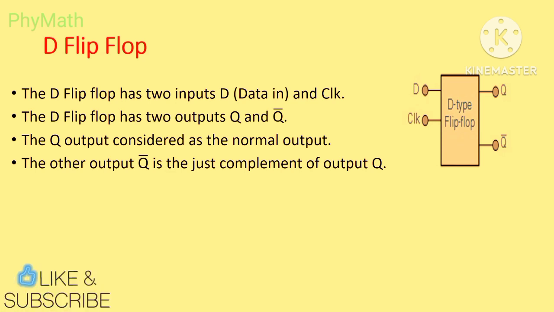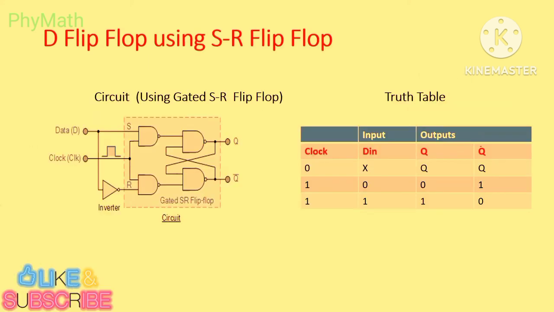Now D flip-flop has two inputs, that is D and clock. The D flip-flop has two outputs similar to our SR flip-flop, that is Q and Q bar. The Q output is considered as the normal output and the other output, that is Q bar, is just a complement of output Q, similar to our SR flip-flop. Now let's design D flip-flop by using SR flip-flop.